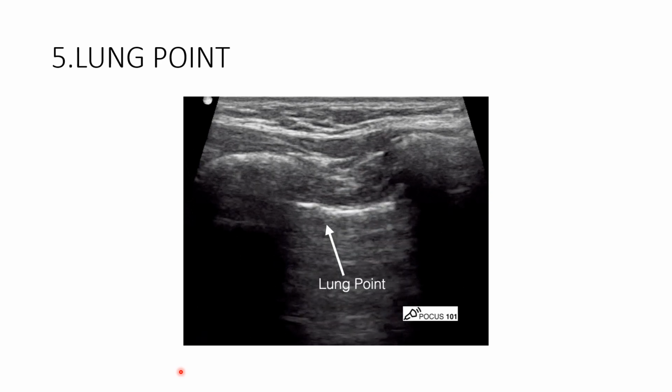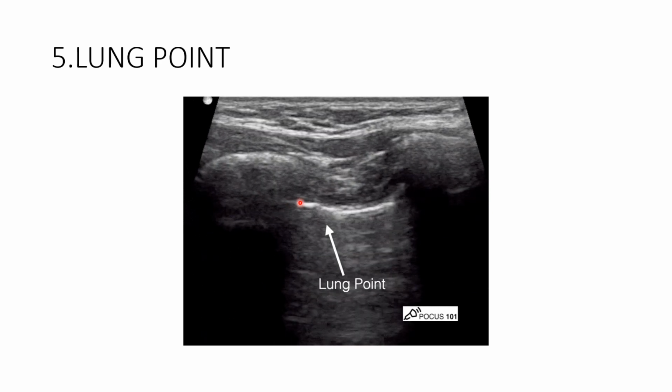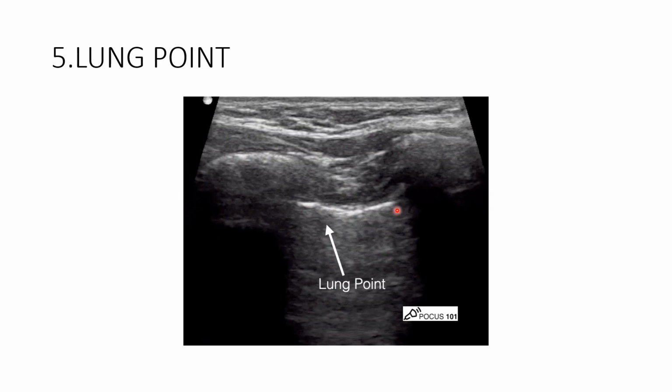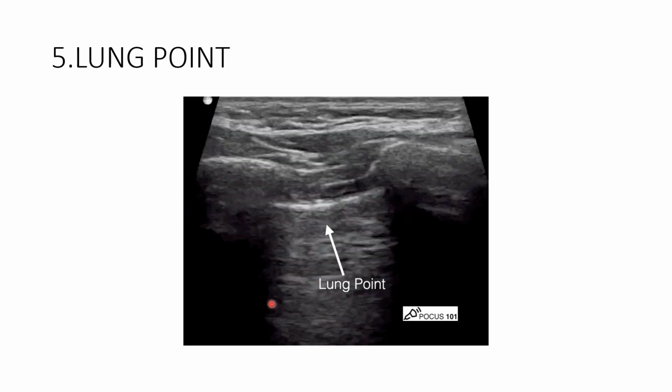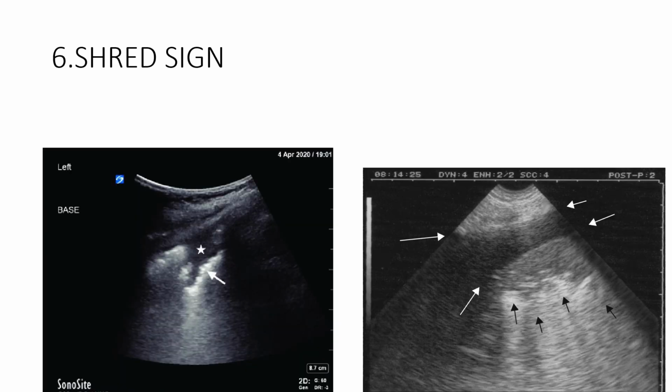Next sign is the lung point. This is an ultrasonic pleural phenomenon that occurs at the site where the pneumothorax ends and the normal contact between the parietal and the visceral pleura is restored. So that's the point between the pneumothorax and the start of the normal lung sliding sign. This sign is seen in pneumothorax. So we have seen two signs seen in pneumothorax, the barcode sign or the stratosphere sign and the lung point.